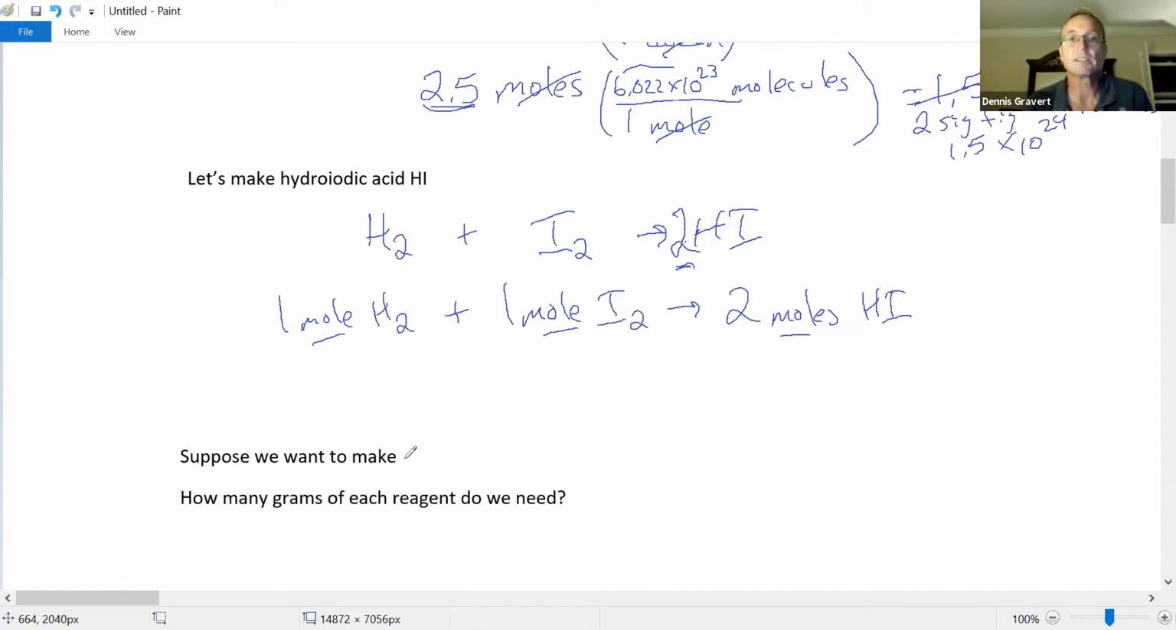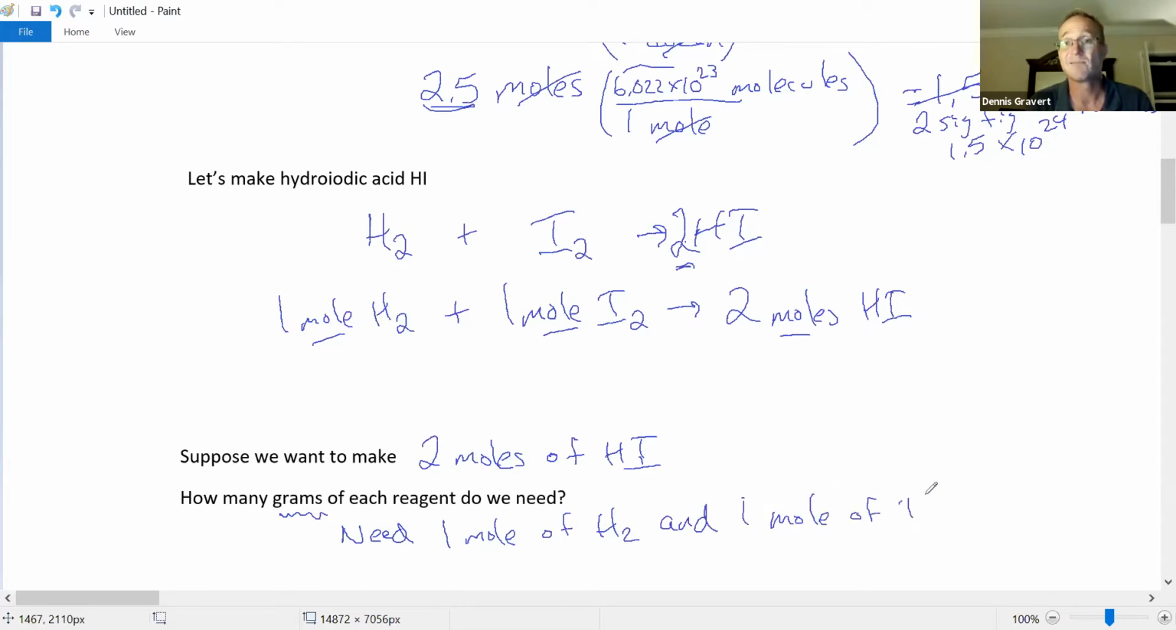Cool. Nice. So I say, let's go and make 2 moles of HI. Let's just start simple. Okay, I want to get 2 moles of this. Here's my recipe. How many grams? Whoa, there's a little curveball. How many grams of each reagent do we need? Well, the number of moles is pretty easy. The balanced equation, the recipe, says you need 1 mole of hydrogen and 1 mole of iodine, I2. But the question says, well, how many grams is that? And that's a real problem. That's not the right way to say it.